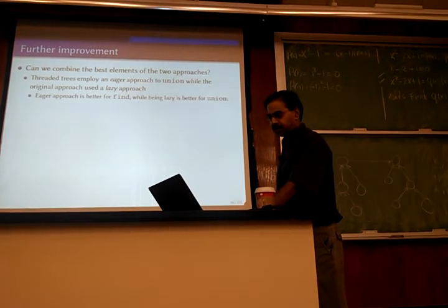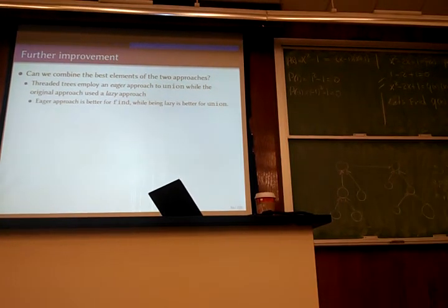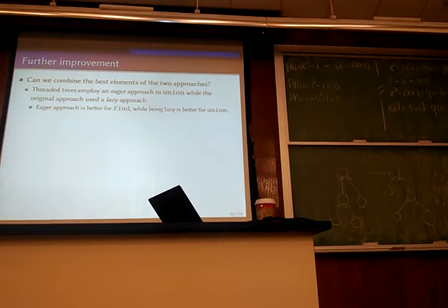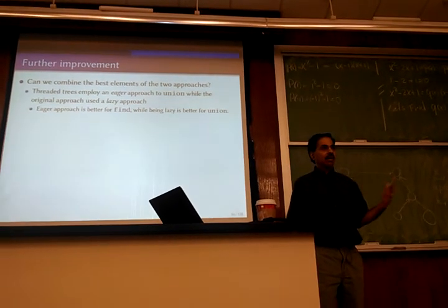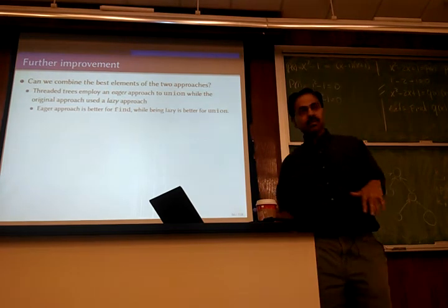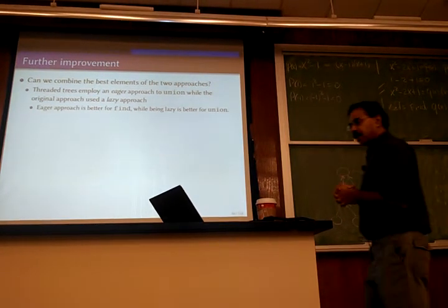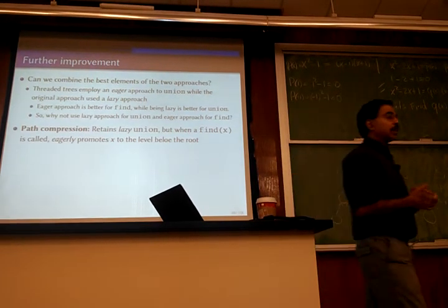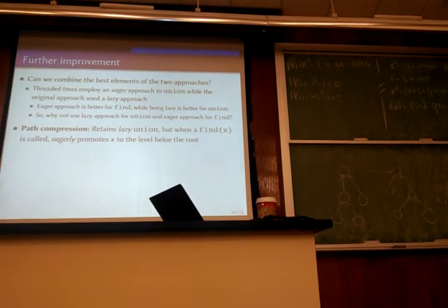Okay? So obviously if you do the eager union, then find is going to be fast, but the union is going to be slow. If you do lazy union, then union has constant cost, and find becomes n or log n or whatever, depending upon how you do it, right? And the question is whether somehow you can combine the best of both and end up with good performance for both union and find, okay? And that is what we're going to talk about, and the technique for doing that is called path compression, okay?